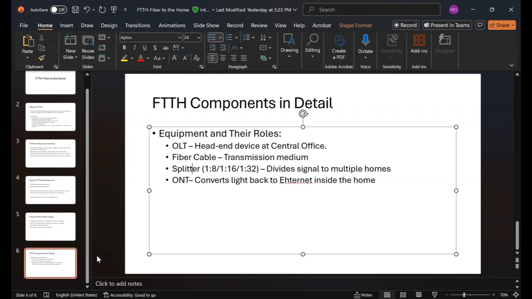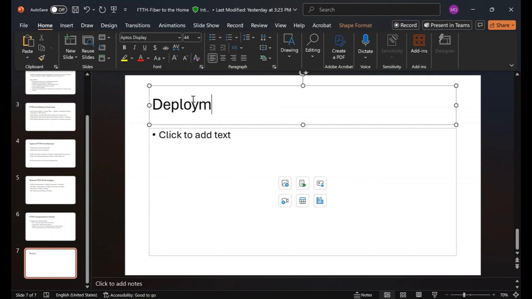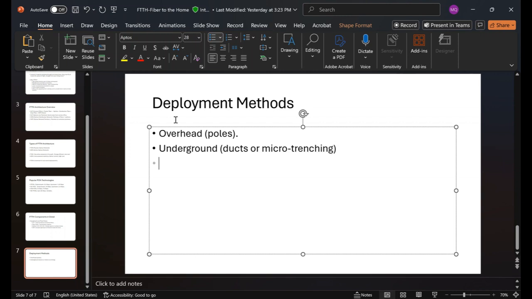So, deployment methods. Number one, overhead poles, electric poles, telephone poles, etc. Number two, underground ducts or micro trenching. Number three, inside building, MDUs.